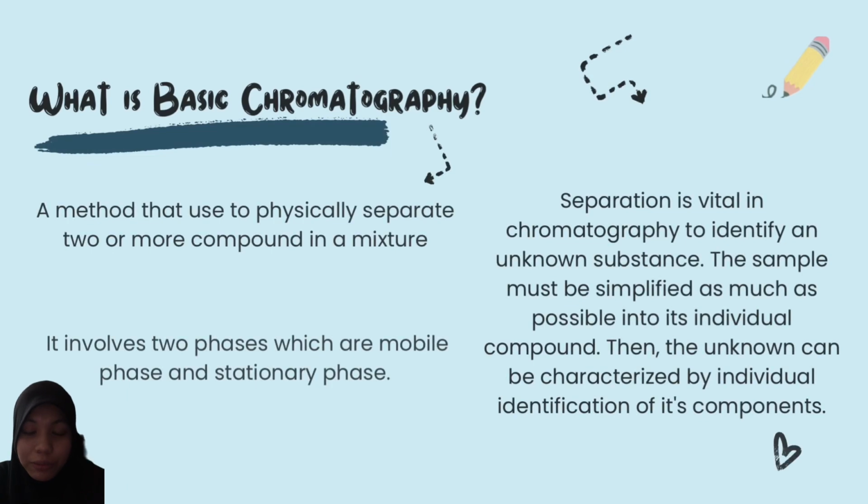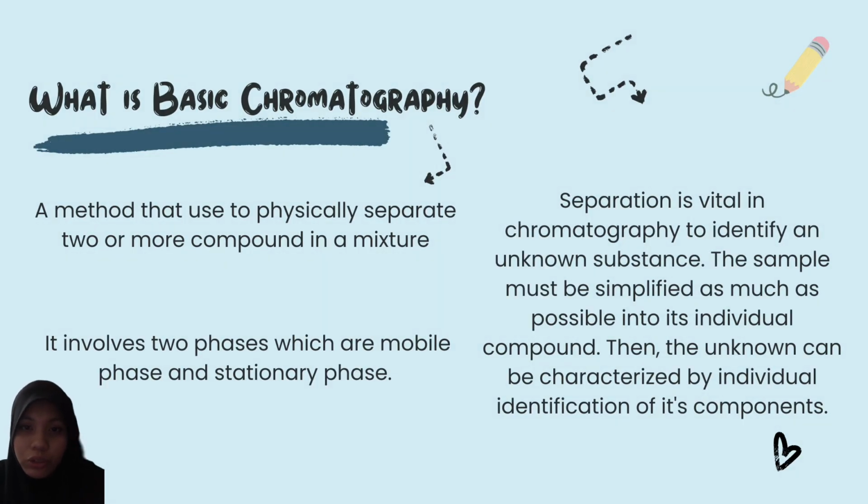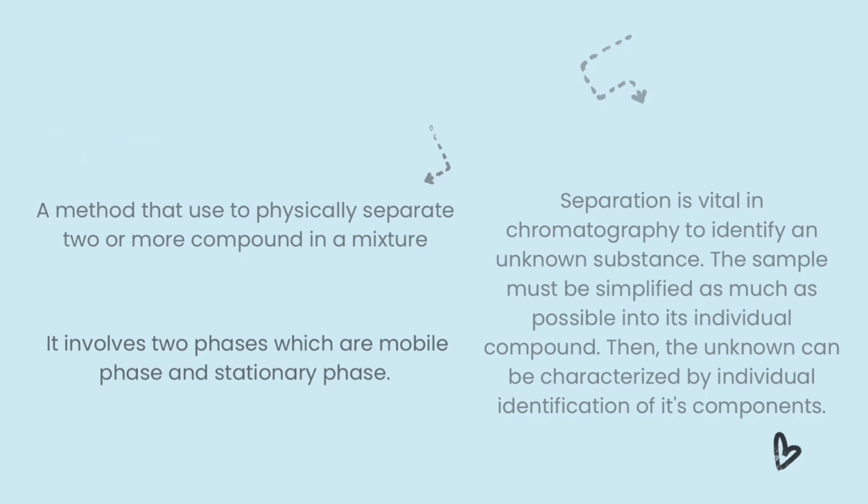Okay, what is basic chromatography? Chromatography is a method used to physically separate two or more compounds in a mixture. It involves two phases, which are the mobile phase and the stationary phase. Talking about chromatography, the key point is separation. Separation is important in chromatography to identify an unknown substance. The sample must be simplified as much as possible into its individual compounds. Then, the unknown can be characterized by individual identification of its components.